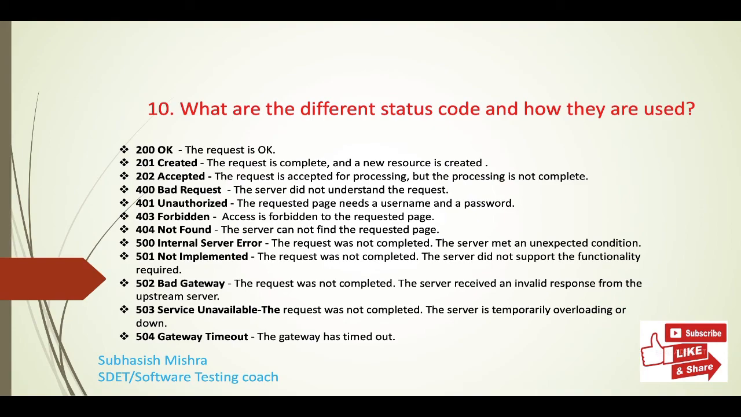If your server is down and you are trying to use that API, at that time you get 503 Service Unavailable. Then 504 Gateway Timeout. It's like, what is the total time taken by your API? If it is taking too much time and it is exceeding that time, in that case you get 504 Gateway Timeout.